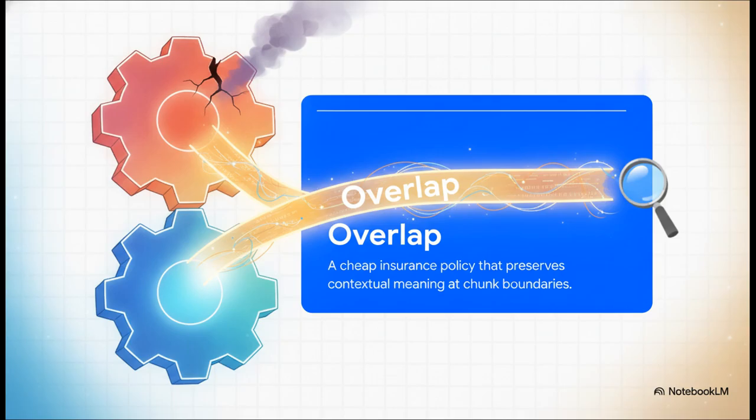So how do we fix this? Our first tool is overlap. Think of overlap as a really cheap insurance policy. Imagine you have one chunk that ends with a problem, and the very next chunk starts with a solution. If you don't have overlap, those 2 ideas are separated forever. But if you add a 50-character overlap, for instance, that little bit of redundancy ensures the problem and the solution stay tethered together across the boundary. You make sure your context isn't left orphaned.